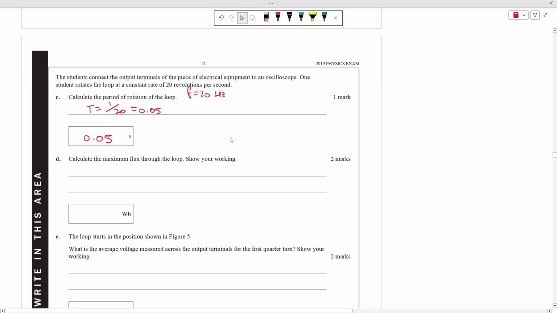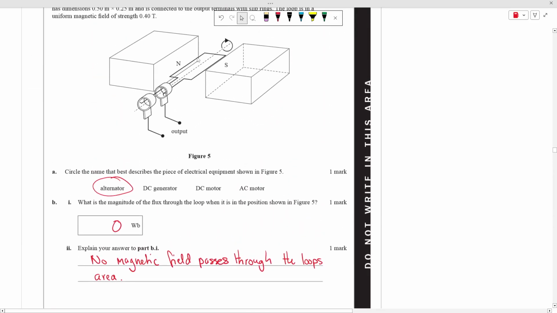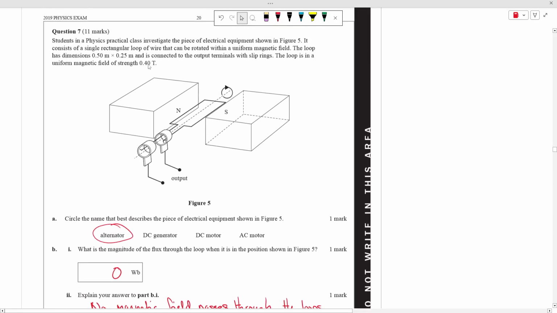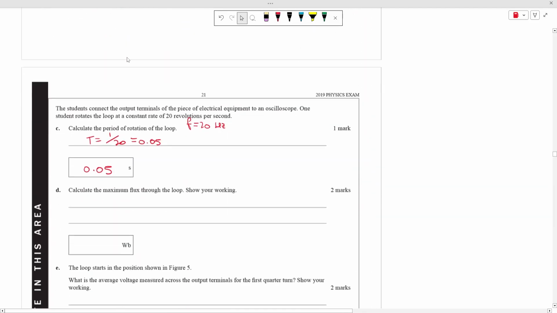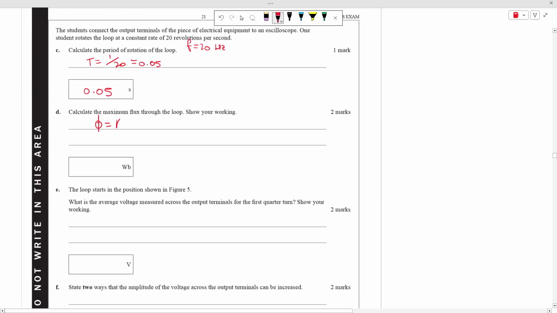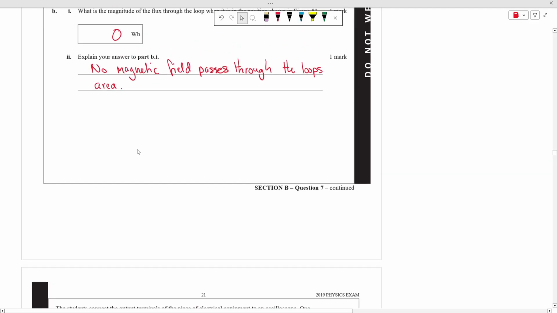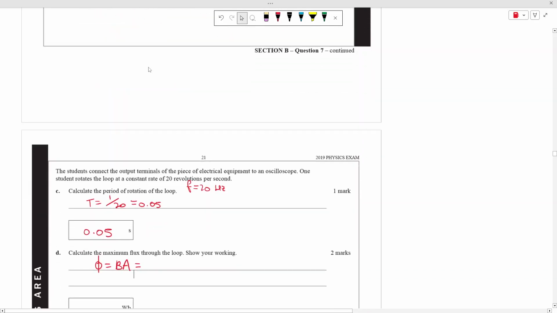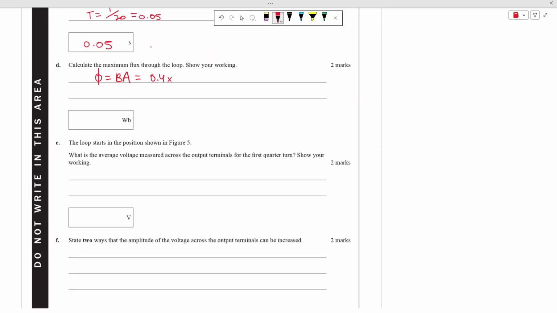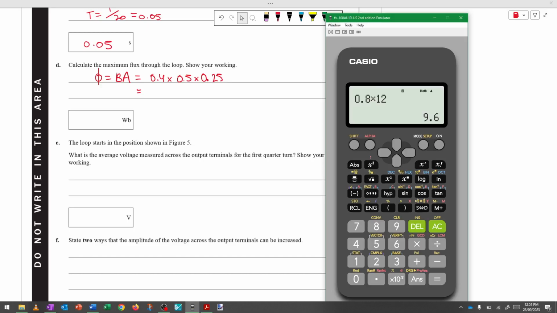D, calculate the maximum flux through the loop. Show your working. So if it was to rotate 90 degrees, then the flux would be a maximum, and flux is just field strength times area. So field strength is 0.4, and we've got 0.5 times 0.25 for area. So flux equals field strength times area. Can't remember the numbers. 0.4 times 0.5 times 0.25. Okay, so that's the field strength. This is working out the area of the loop. We get 0.4 times 0.5 times 0.25.